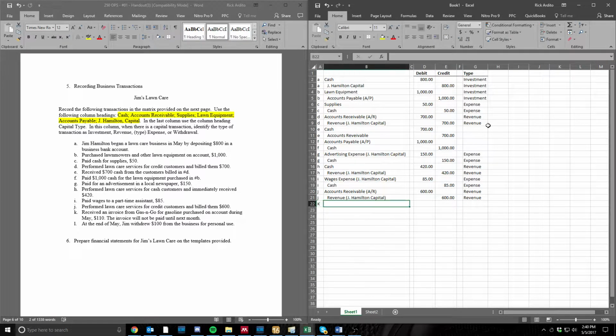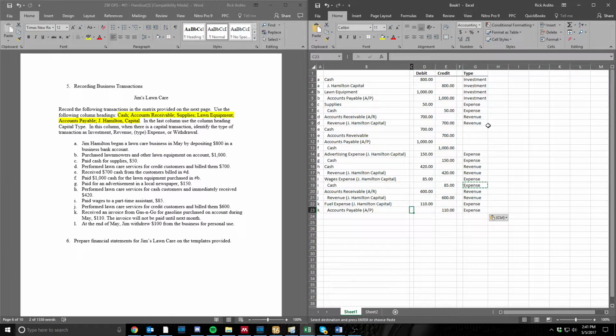Okay, so for K, we receive an invoice from Gas and Go for gasoline purchased on account during May for $110. The invoice will not be paid until next month. So what we need to do is we need to go ahead and book this expense. We're going to call it fuel expense. Remember, we're actually going to use the capital account for this chapter, but in future reference, we would use fuel or gasoline expense, something like that. But the case says we're not paying it right now. We're not going to pay it until next month. So we have accounts payable, and it's for $110.